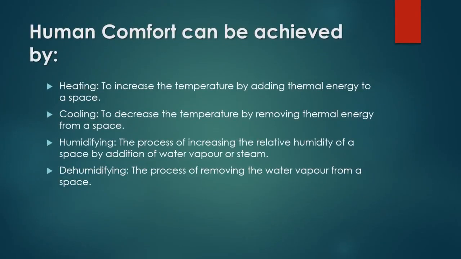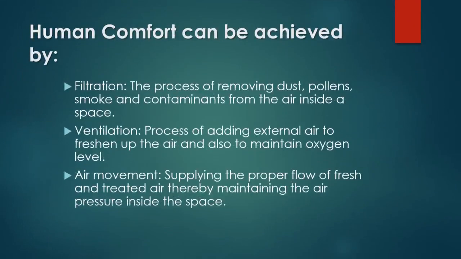Human comfort can be achieved by cooling, heating, humidification and dehumidification. Humidifying is the process of increasing the relative humidity of a space by addition of moisture. Dehumidifying is the process of removing the moisture from a space. Human comfort can also be achieved by filtration, the process of removing dust, pollens, smoke, and contaminants from the air inside a space. Ventilation is the process of adding external air to freshen up the air and also to maintain oxygen level. Air movement is supplying the proper flow of fresh and treated air, thereby maintaining the air pressure inside the space.